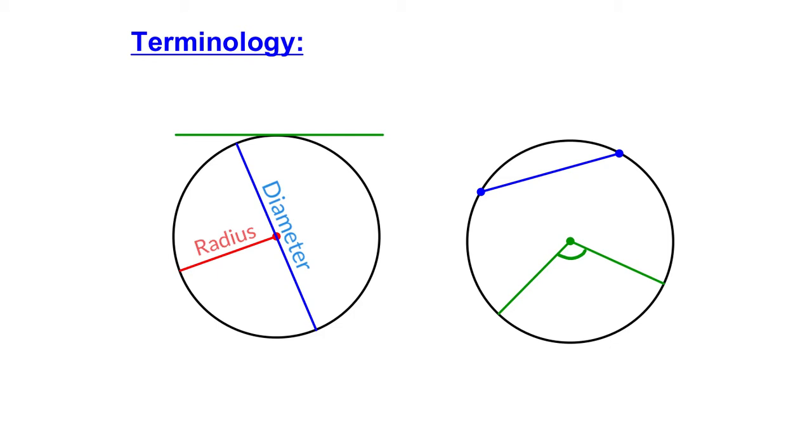So hopefully you already know those terms. If you have a line that just touches the outside of the circle at one point, that's called a tangent, or a tangent line. Now, if you have 2 points on the circle connected to each other, regardless of where the 2 points are, as long as both points are on the circle and they're connected to each other, that line segment is called a chord.